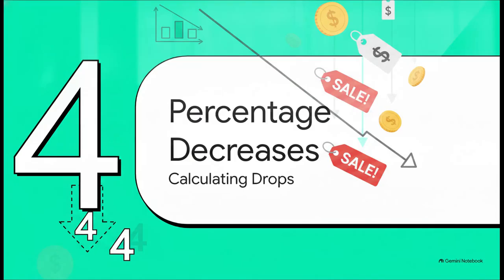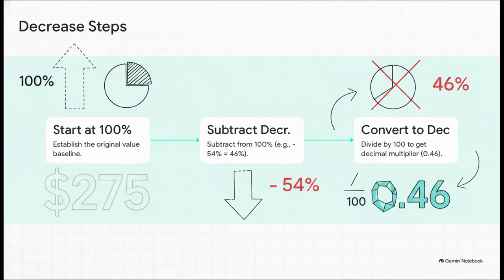Section 4, percentage decreases, calculating drops. Now we're going to carefully trace that exact same logic, just in reverse. Let's say we want to decrease our $275 item by 54%. Step 1, we start at our 100% baseline. Step 2, because it's a decrease, we subtract. So 100% minus 54% leaves us with 46%. Step 3, we convert that 46% to a decimal, giving us an instant multiplier of 0.46.